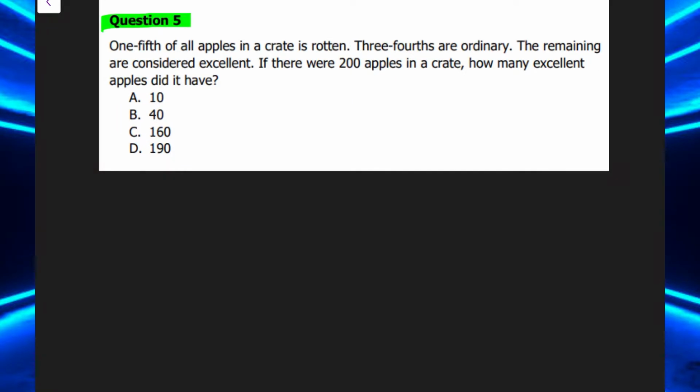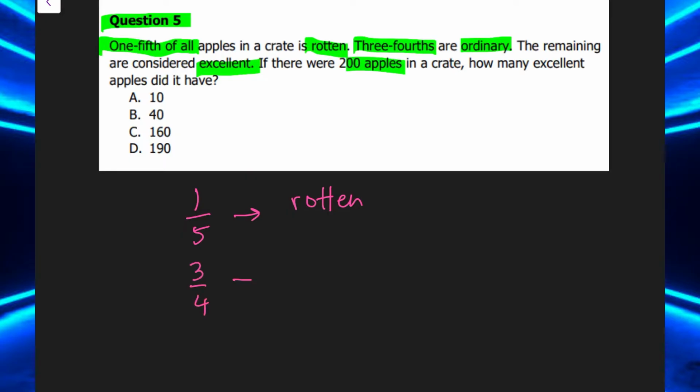Let's start question number 5. 1/5 of all the apples in a crate are rotten. 3/4 are ordinary. The remaining are excellent. If there were 200 apples in a crate, how many are excellent? Let's work it out. So let's assume the crate is a whole. Now 1/5 are rotten. 3/4 are ordinary. And the remaining are excellent. So let's add these two together, and whatever is remaining from the whole are excellent.